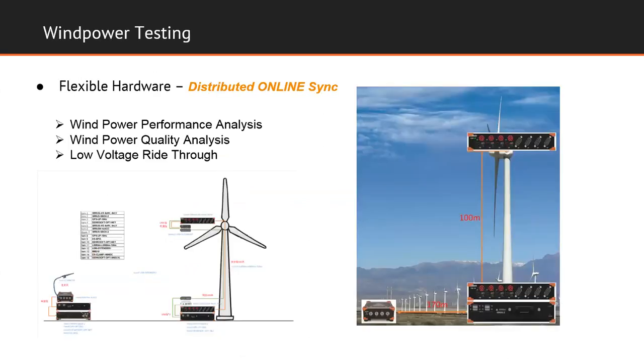At wind power testing, for example, we can do wind power performance analysis, wind power quality analysis, low voltage transfer test, over voltage transfer test. If we do distributed measurement, we have the possibility of hardwired online synchronization between the devices, so also very flexible for this. And here we can also add these standard instruments, and then in the software also our FGW TG3 report generation.